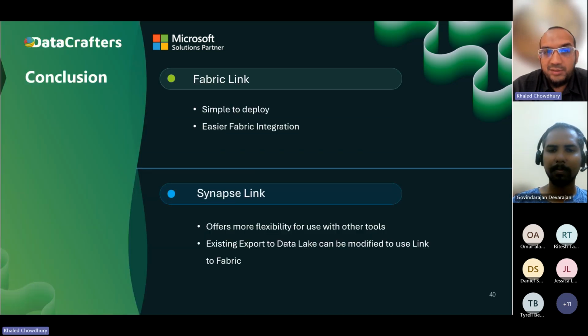Again, in conclusion, as you saw, Fabric Link is simpler to deploy, with easy Fabric integration and whatnot, and the capabilities you can leverage are at your fingertips. And Synapse Link is much more flexible. However, it comes with the headache of managing it from there.